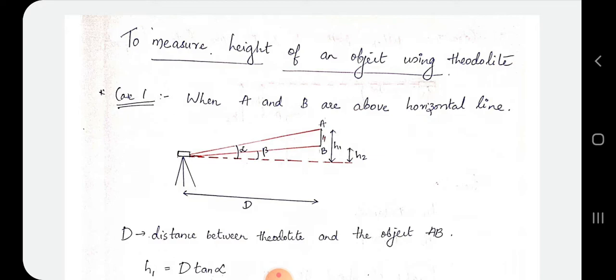Suppose here the object is AB and the height of the object is h. We need to find the height of that object using the angles measured. So we have to find the vertical angles using our theodolite, and using these vertical angles we have to find the height of that object. We are considering three conditions, and using these three conditions we are finding the height.